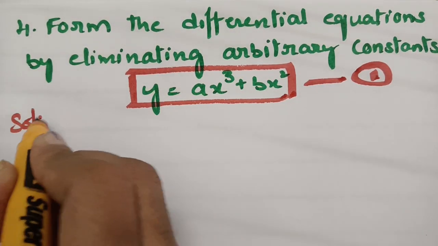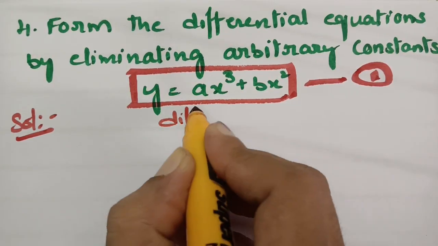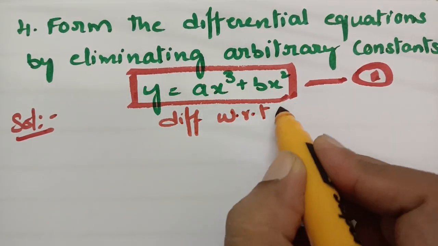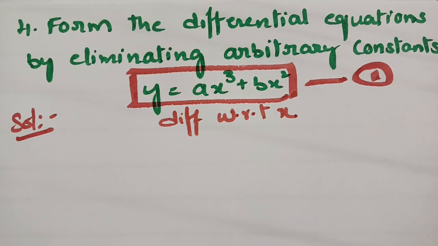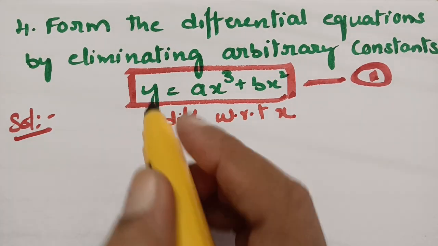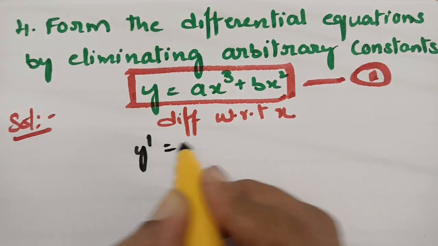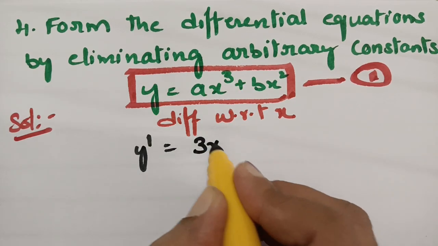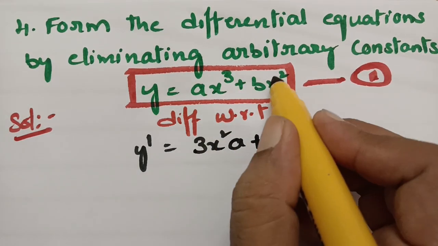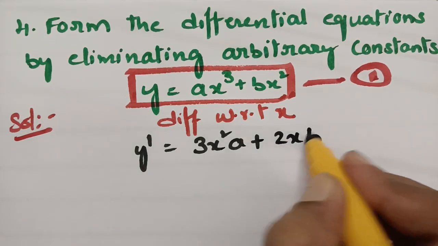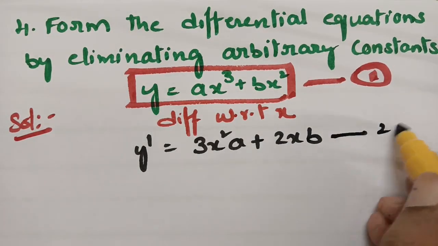And in the solution, first of all, we have to differentiate with respect to x 2 times. If I make a derivative for the first time, this will be y dash, and for x cube this will be 3x square a, and here for x square the value is 2x into b, and this is equation 2.